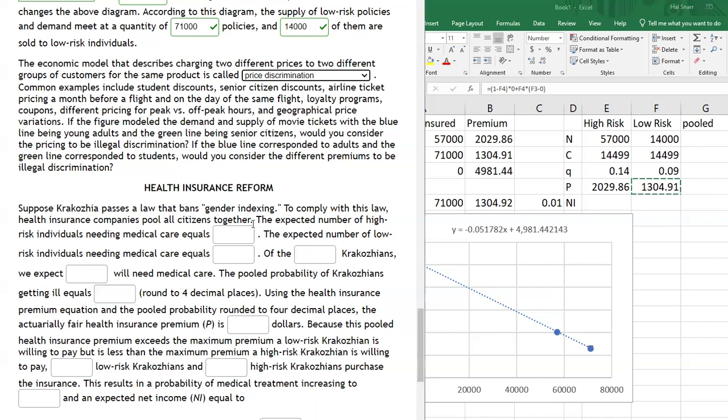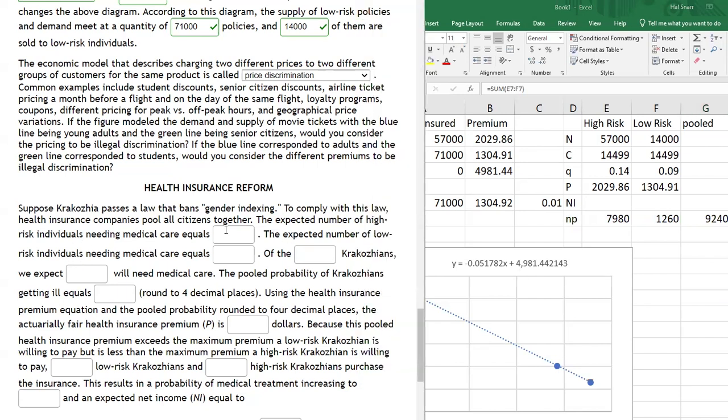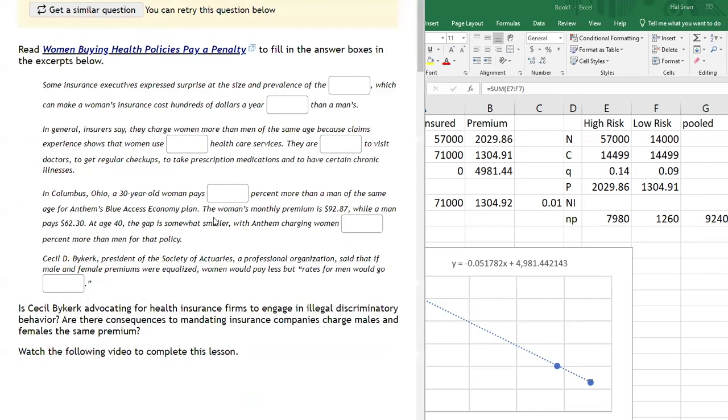The expected number of high-risk individuals needing medical care equals what? High-risk people in the pool needing the procedure, its expected value is going to be the product of these two numbers. And the same goes for low risk. It's going to be the product of those two numbers. I'll call that NP for needing procedure. The total number of people we expect that need the procedure is going to be the sum of the two. So the expected number of high-risk individuals needing the medical care equals 7,980. The expected number of low-risk individuals needing the medical care is going to be 1,260. Press enter. Make sure we got the numbers right.